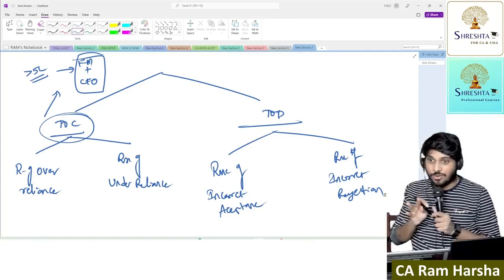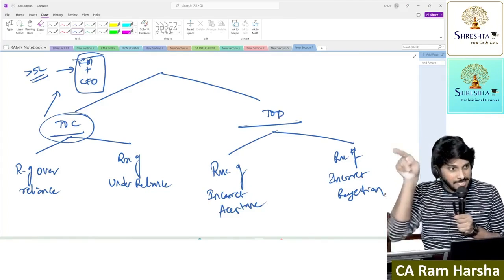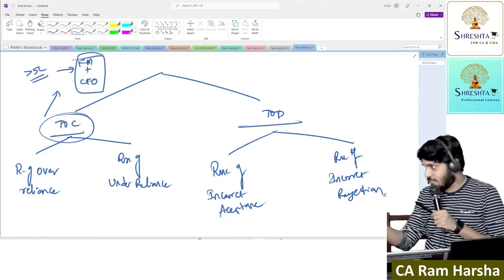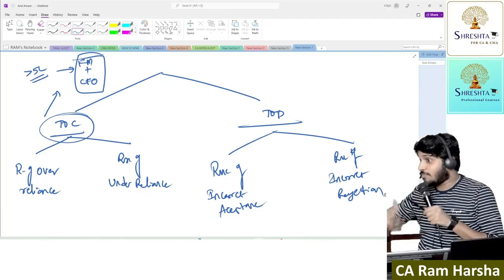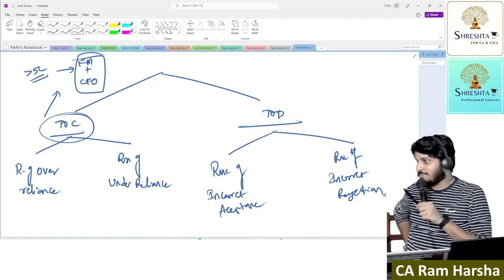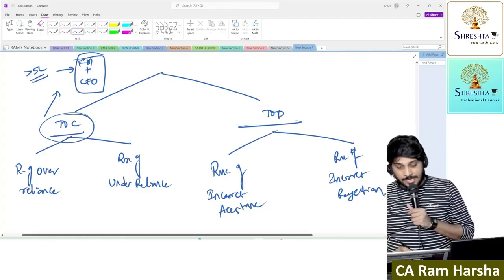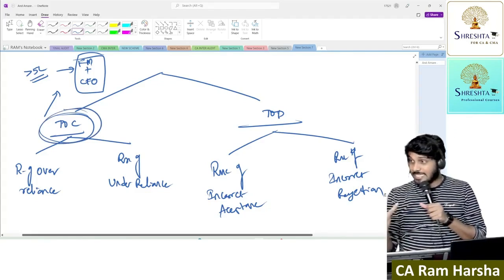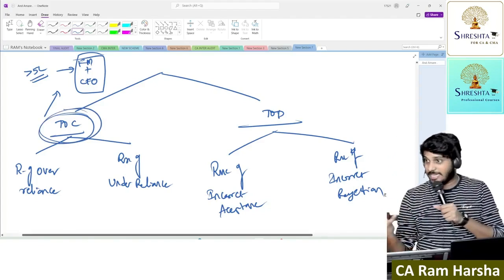Whereas in test of control, I will only check that control element. In both the cases, I will check with voucher only. But the objective of verifying is different. Are you getting the point? All of you. Now, in test of controls, when I see the control is working fine, I saw some 10 samples.